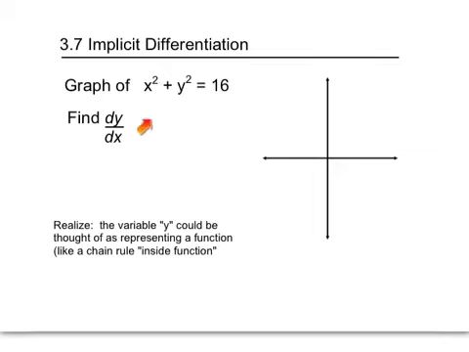Implicit means that there is implied in here a couple of different functions. This is actually not a function all by itself. If you remember from last year, this is an equation of a circle that has a radius of 4. So it's actually a circle. This is y equals the square root of 16 minus x squared, and all I did was solve for y. I subtracted x squared on both sides and took the square root.